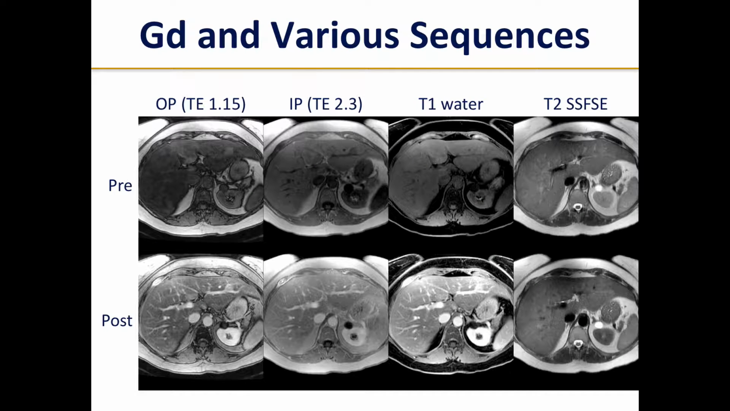Now, this is just another individual, and just to visually look at the effect of gadolinium on various sequences. So here we have out-of-phase imaging, in-phase imaging. Here we have T1 fat-suppressed images, and here we have T2 weighted images. You can sort of see that gadolinium does not affect T2, but gadolinium does affect T1. These three images look very different than these three images, but this image essentially looks the same as this image.